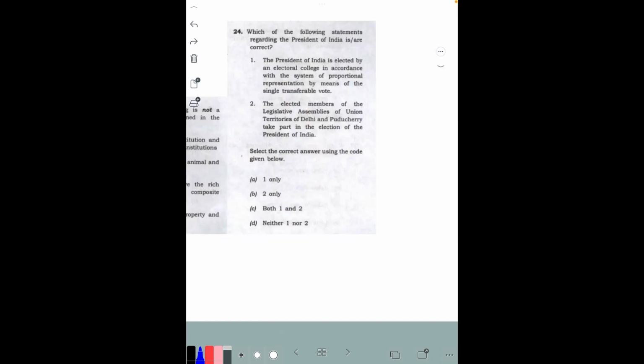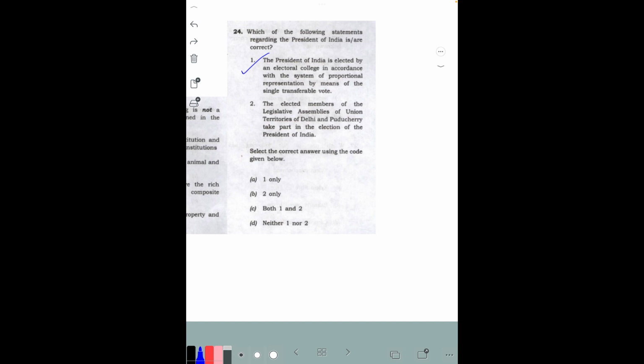Question number 24. Which one of the following statements regarding the President of India is or are correct? The first statement is the President of India is elected by an electoral college in accordance with the system of proportional representation by means of the single transferable vote. So this is a correct statement.